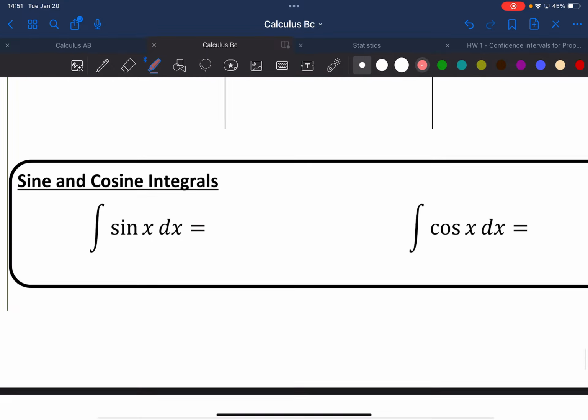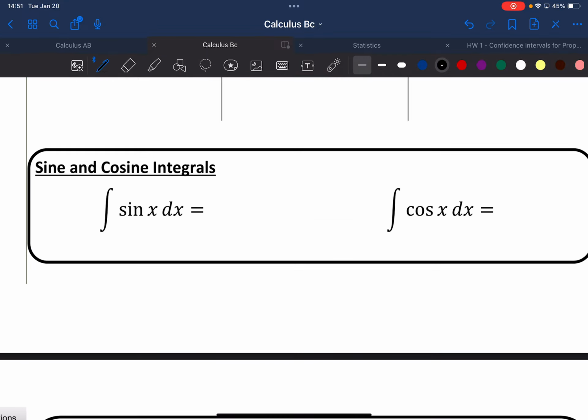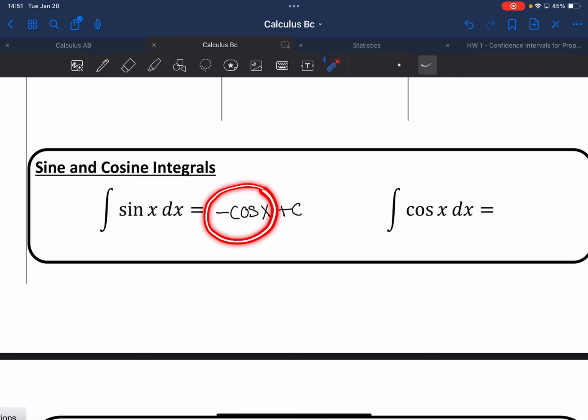Okay, now let's look at some trig functions. Okay, so if we're given the integral of sine x dx, we know that that is equal to negative cosine x plus c. Okay, how do we know that? Well, what is the derivative of negative cosine x? Sine x. It gives us what is originally in our integral.